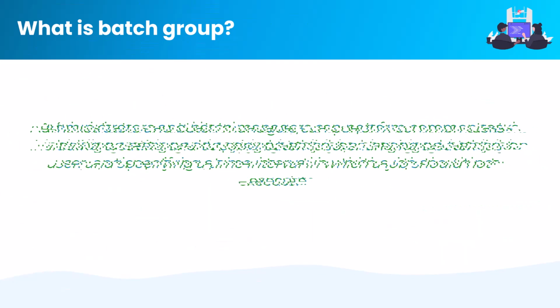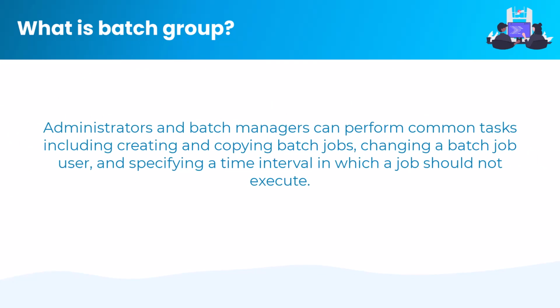The administrator and the batch manager can perform common tasks including creating and copying batch jobs, changing a batch job user, and they can also specify a time interval in which a batch job should not execute. So all these things can be managed by the administrator or the batch job manager. I hope now it's clear what a batch job is and why it is required.